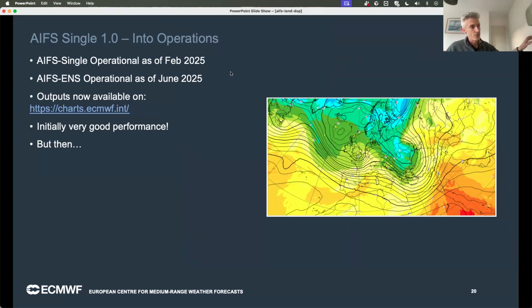So that then went into operations. We've also got now an ensemble machine learning forecast system, AIFS Ensemble, that was operational as of June 2025. And so if you go on ECMWF charts, you can look at all the forecasts from these models, and we were seeing very nice initial performance.